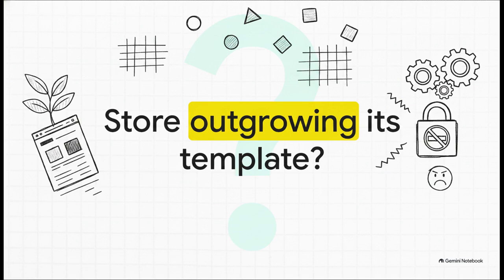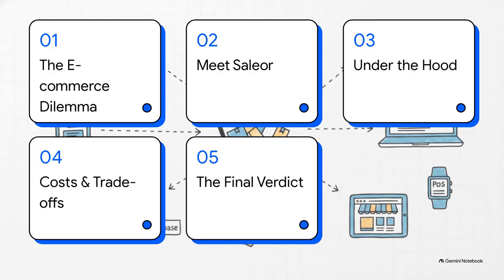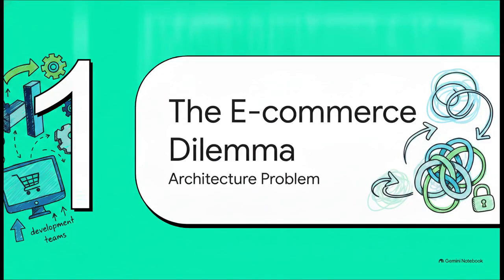It's incredibly frustrating, right? So here is our roadmap for this explainer. 1. The e-commerce dilemma. 2. Meet Saleor. 3. Under the hood. 4. Costs and trade-offs. And 5. The final verdict. We're going to unpack not just how this platform works, but we'll also give you a tough reality check on what it actually costs to build. Let's start with part 1, the e-commerce dilemma.